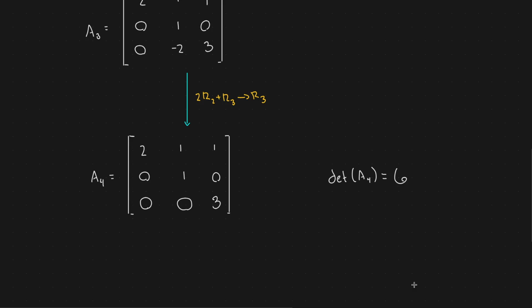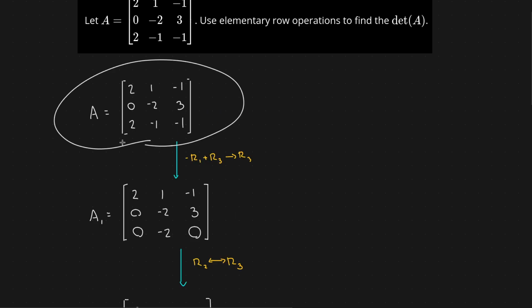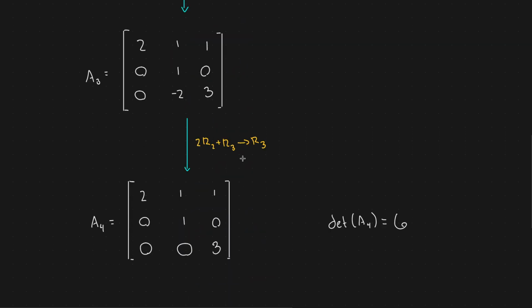Okay, now what I want to do is work my way back up to find the determinant of matrix A, using just what I know about how elementary row operations affect the determinant. Now to do this, I have to invert the row operations I have. Okay, so how do I go back? Well, here I added twice row 2, so to invert it, I need to subtract twice row 2.